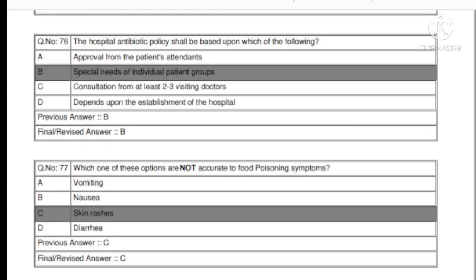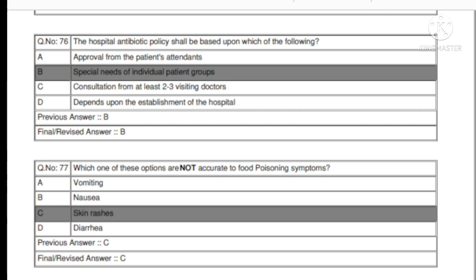Question number 76. The hospital antibiotic policy shall be based upon which of the following? A. Approval from the patient's attendants. B. Special needs of individual patient groups. C. Consultation from at least 2 to 3 visiting doctors. D. Depends upon the establishment of the hospital. So here the question is asked upon the hospital antibiotic policy.